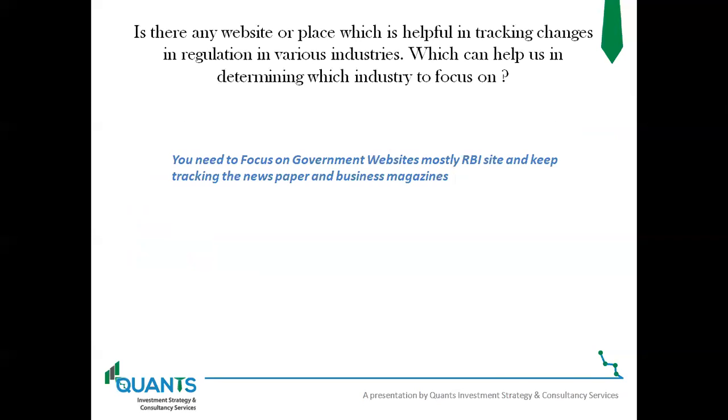Okay. Is there any website or place which helps in tracking changes in regulation in various industries, which can help us in determining which industry to focus on? You need to focus on government websites, mostly the RBI site, which has a lot of data which you need to spend time on, and keep tracking the newspapers and business magazines. No other site. Surfing the newspapers only for news purposes is helpful. Do not track the stock recommendations in them.